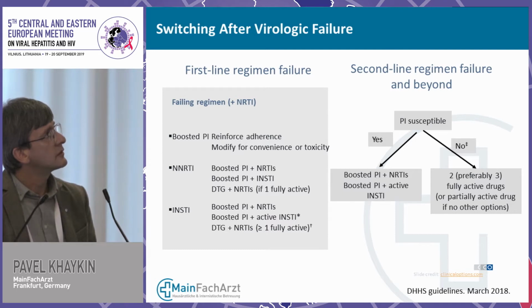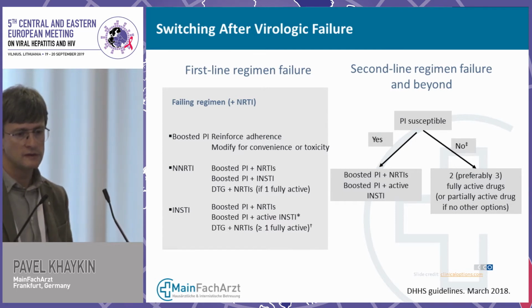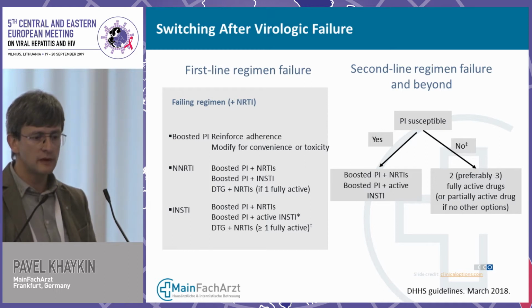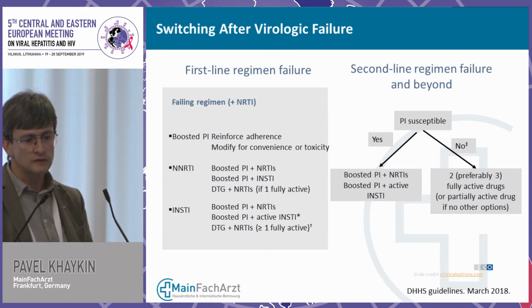DHHS guidelines recommend, in a case of first-line regimen failure with boosted PIs, that you look at adherence and toxicity. If it is a failure with NRTIs, it's recommended to switch to a boosted PI plus NRTIs, or plus integrase inhibitors, or dolutegravir plus NRTI if fully active. And if you have failure with an integrase inhibitor, we switch to a boosted PI plus 2 NRTIs, or plus an active integrase inhibitor or dolutegravir, probably in a higher dosage.